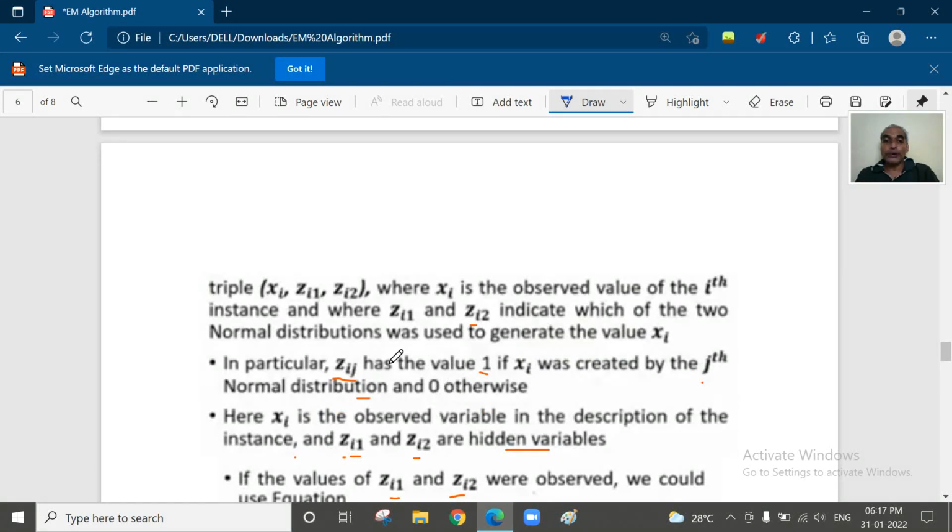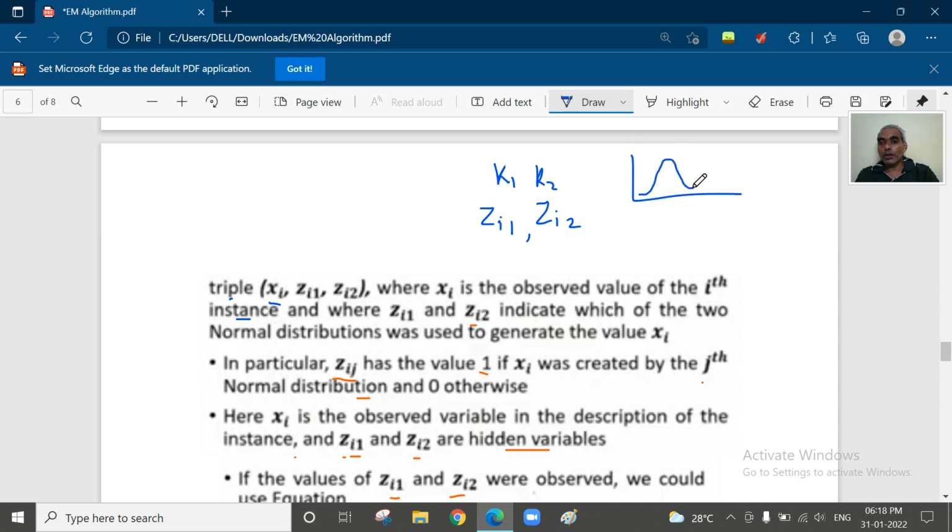Now how are we going to overcome that problem? So we are going to consider a triplet xi, comma zi1, comma zi2. What is this? xi is the observed value for the ith instance. So we are considering two normal distributions, k1 and k2. Already we have seen that diagram.